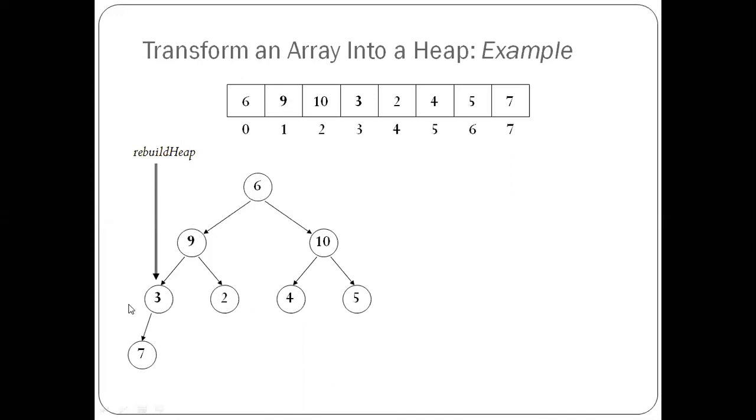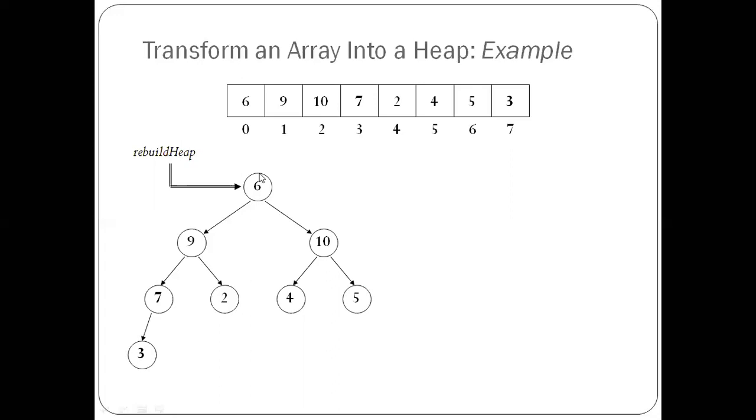Now 3 came down, and again I should cross check whether 3, now a parent, is satisfying the heap property. No, it is not satisfying the heap property. So again 7 and 3 should interchange. Now that was over. Now 7 is satisfying the heap property, 10 is satisfying the heap property, 9 is satisfying the heap property.